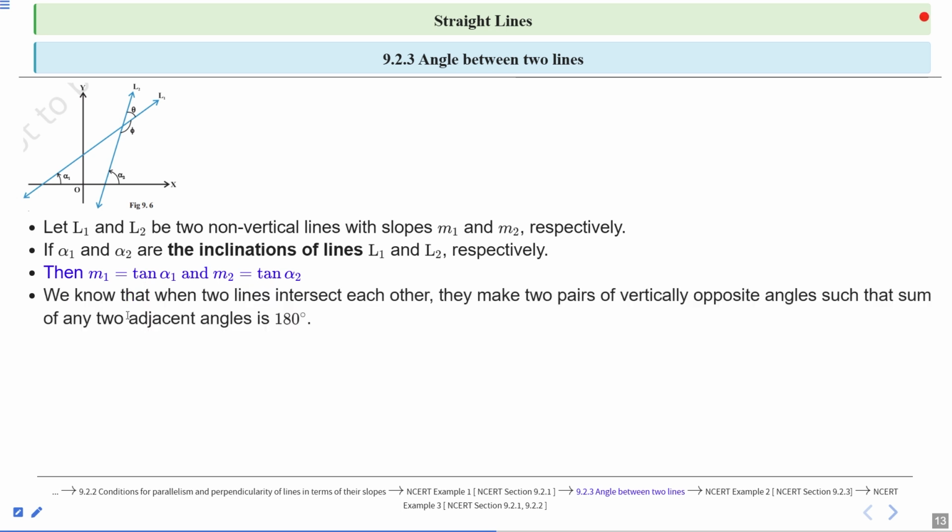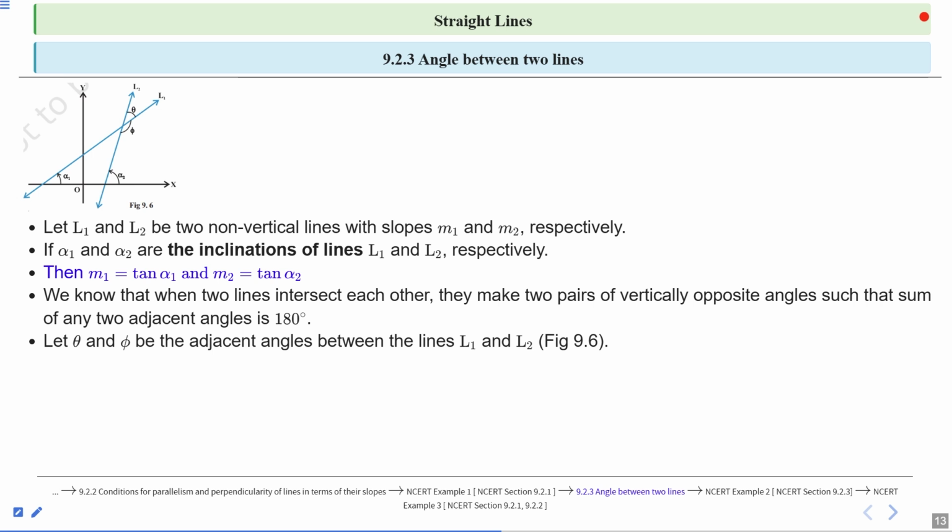So we know that when two lines intersect each other, they make two pairs of vertically opposite angles, such that the sum of any two adjacent angles is 180 degrees. Note this point and focus on this statement. We all know that when two lines intersect each other, they make two pairs of vertically opposite angles, such that the sum of any two adjacent angles is 180 degrees. Clear?